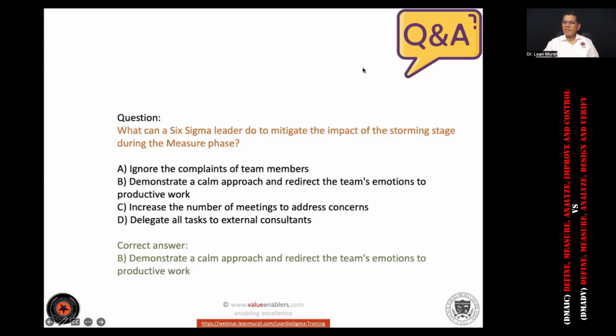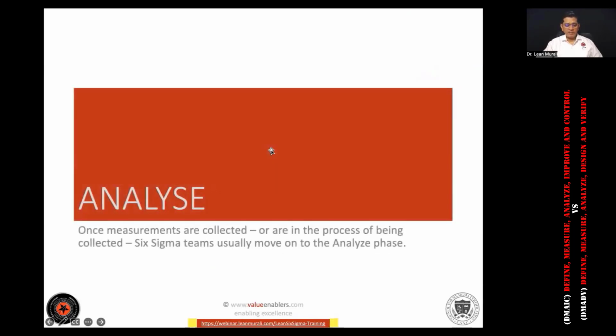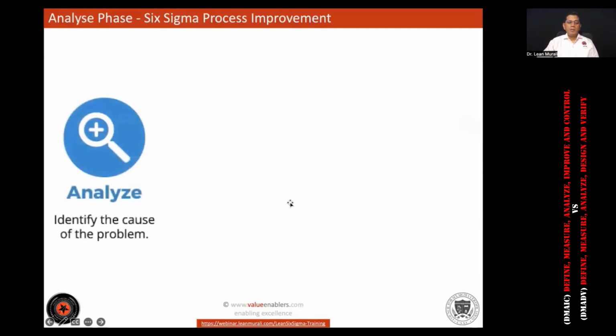So this is all the behavioral part of managing the project. Now let us go into the analyze phase. Once the measurements are collected, or in the process of being collected, Six Sigma teams usually move on to what is called the analyze phase. The analyze phase is about identifying the causes and the root causes.